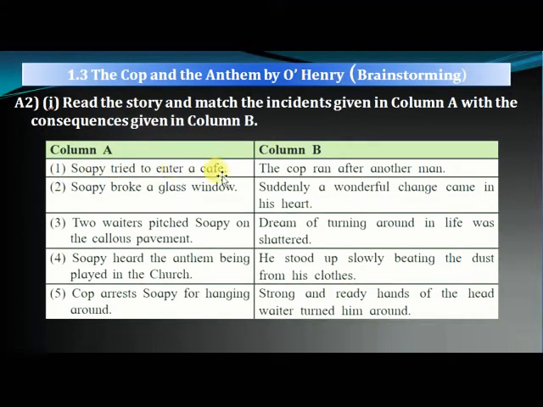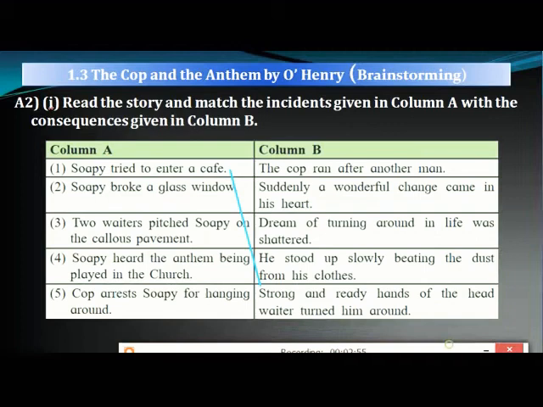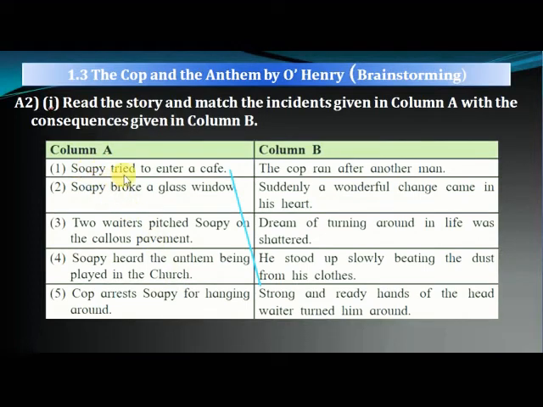Sophie tried to enter a cafe. When Sophie tried to enter the cafe, what happened? Sophie tried to enter a cafe and the strong and ready hands of the head waiter turned him down. Means he was caught by the waiter.